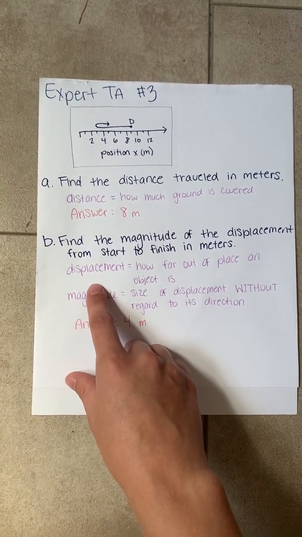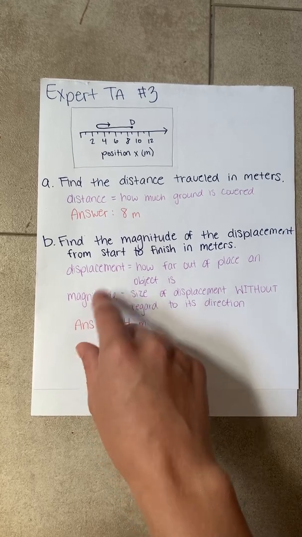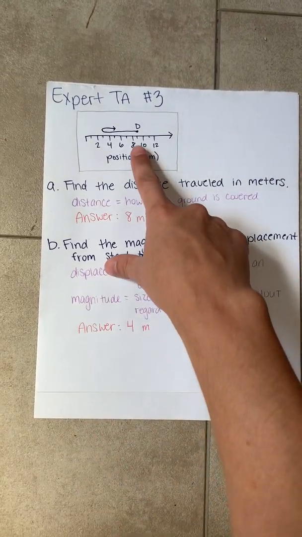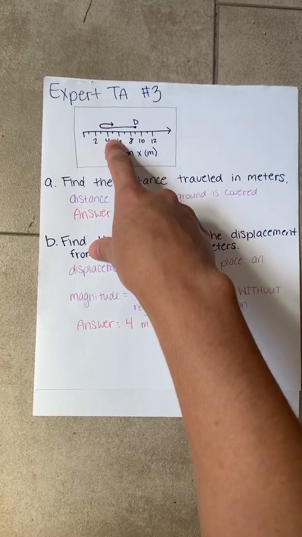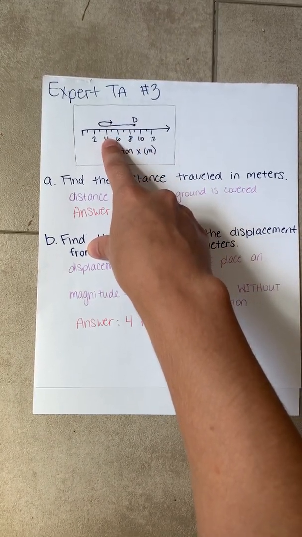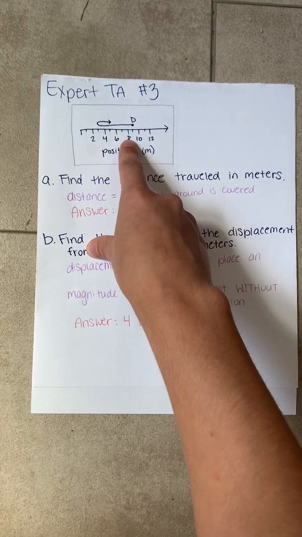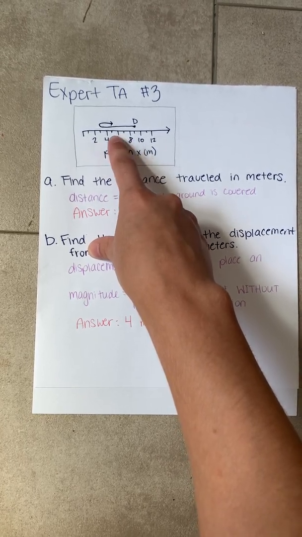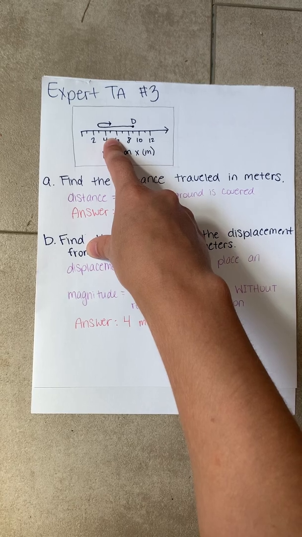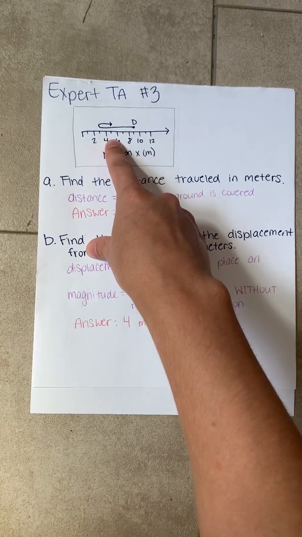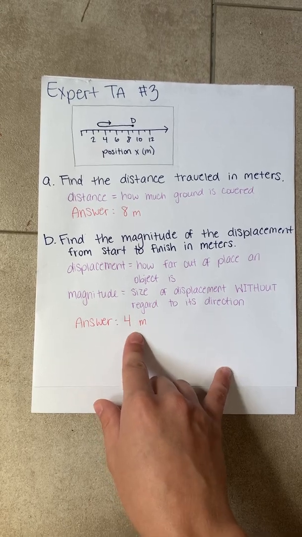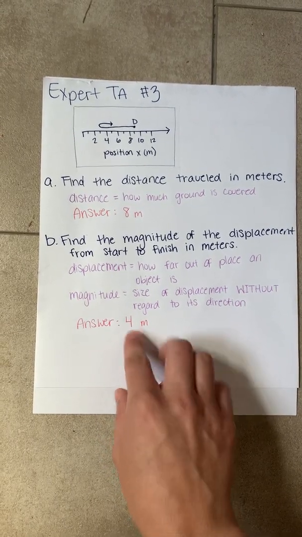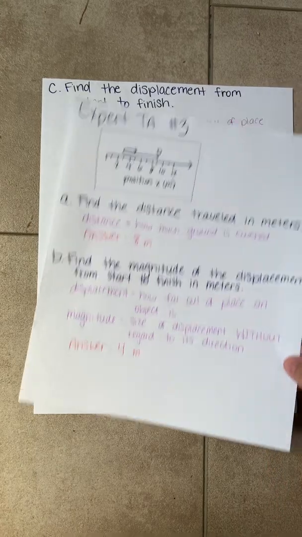So when we look at displacement, how far out of place the object is, we started at 9, and we end up at 5. That arrow is our kind of ending point for this part. So the difference between 9 to 5 is -4. But since it's magnitude, it is going to be the positive. So the answer is just going to be 4 meters by itself.